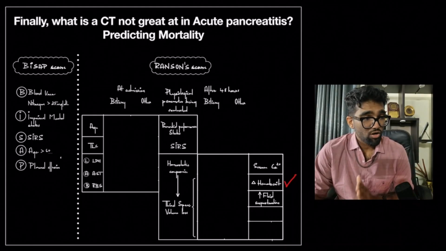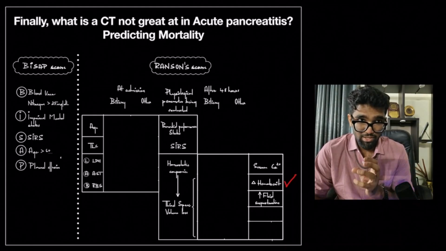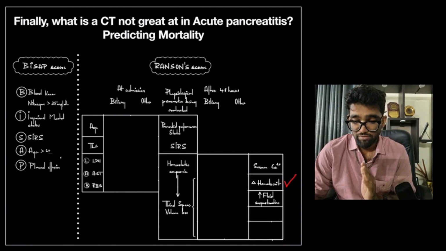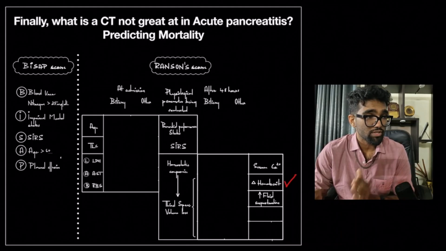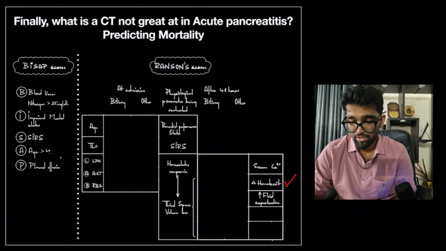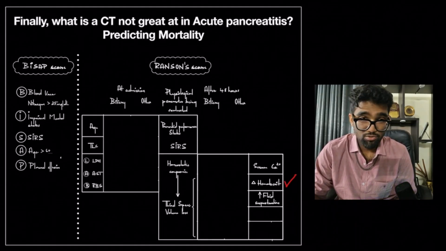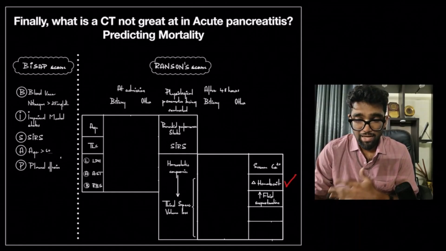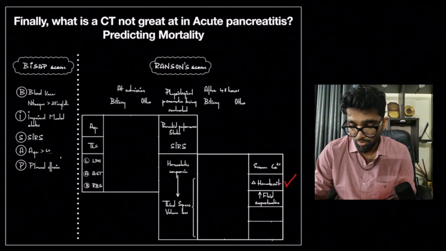As I said, to quantify imaging severity, we should not do CT within the first 72 hours. It should only be done for confirmation of diagnosis. So obviously, Ranson score is only done when you know that the patient has acute pancreatitis. So this should be done using a chest X-ray, AP and lateral, along with your USG abdomen.